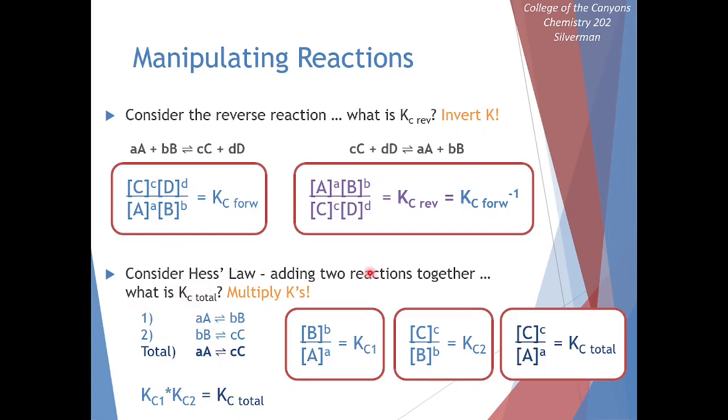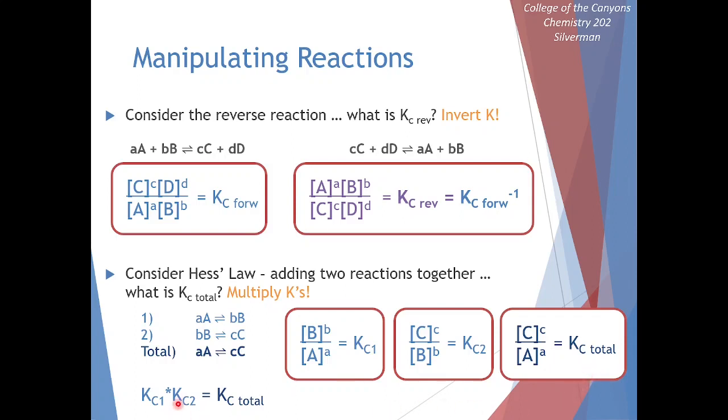All right. What else can we do? What if we add multiple reactions together? Here's a simple example. A goes to B. B goes to C. Our total reaction, if we add together these first 2 steps, A turns into C. Well, we can visualize this. For that first reaction, we have B over A. For our second reaction, we have C over B. For the overall reaction, we have C over A. How is this equilibrium constant related to these first 2? Well, it's just the product of those first 2 equilibrium constants.